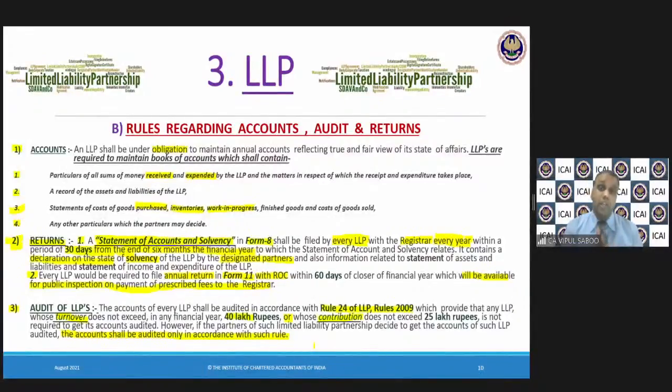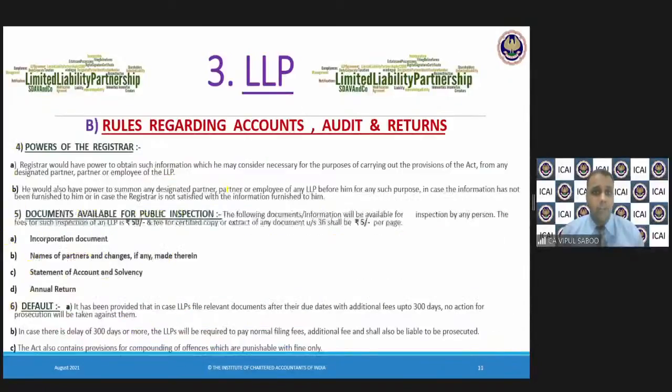But if you wish to get your accounts audited without any legal requirement, the audit has to be done as per these rules only. It doesn't mean that if these rules don't apply to you, you can set out the scope and nature and limitations of audit as a sole proprietor or a partnership firm. No. If you wish to get your accounts audited without any legal requirement, the audit has to be conducted as per these rules only. Otherwise, don't get your accounts audited if you are not eligible or not required. And above this threshold limit, 40 lakh rupees of turnover or contribution exceeding 25 lakh rupees, it is mandatory for you to get the accounts of your LLP audited by a chartered accountant. Okay, this was the most important part of an LLP.